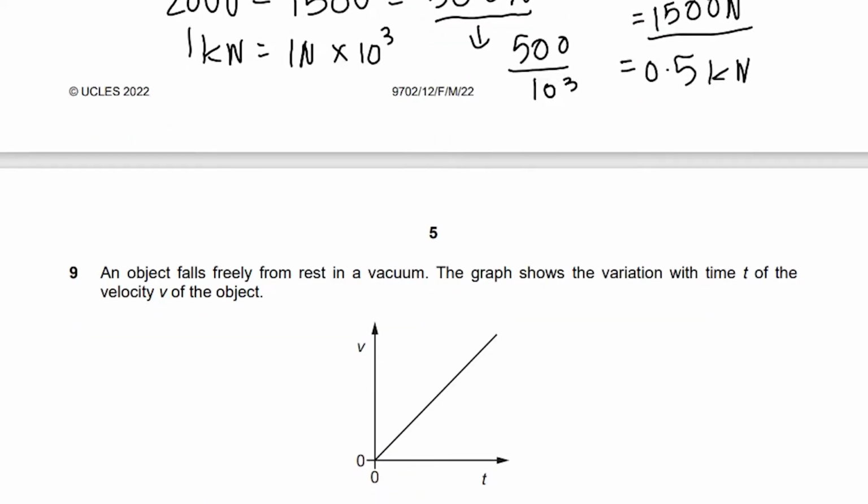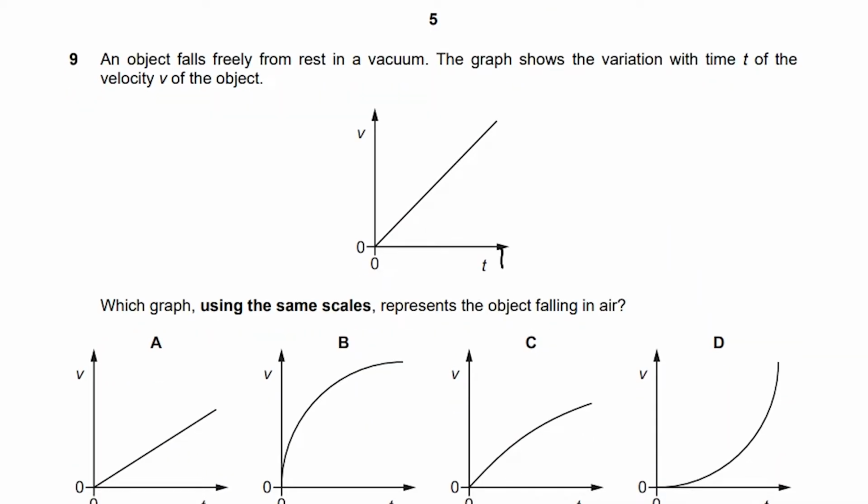Question number 9. An object falls freely from rest in a vacuum. The graph shows the variation with time t of the velocity v of the object. Which graph using the same scales represents the object falling in air? Now, in a vacuum, only weight acts on the object. So it has constant acceleration, the increase is uniform, and we have a velocity time graph with a constant gradient. But in air, resistance is also acting on the object. So we have two forces, air resistance and weight.